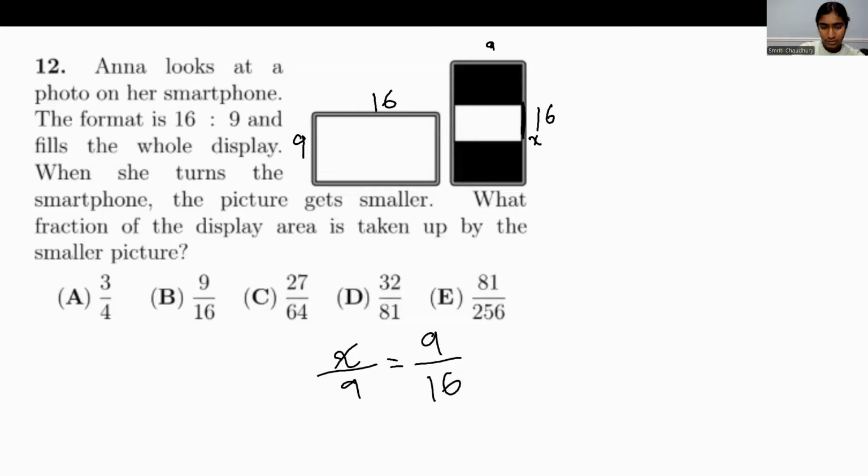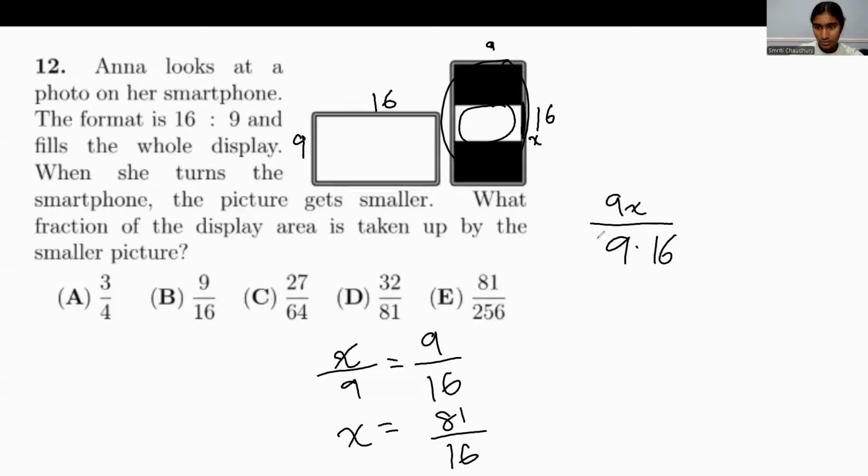And let's solve for x by multiplying by 9. So we get 81 over 16. Now we want to solve for the fraction of the display area this takes of that, which would be 9x, right? That's the dimensions of this rectangle, over 9 times 16. And we can cancel the 9s out, so we're looking for x over 16.